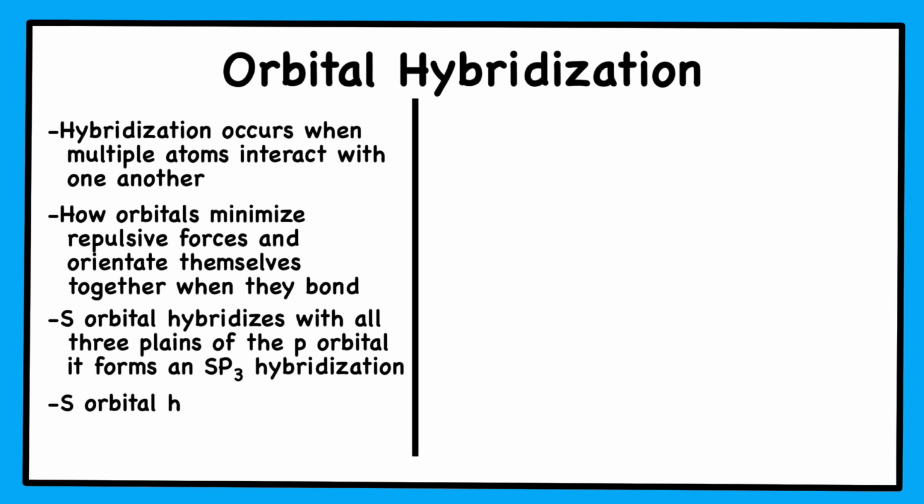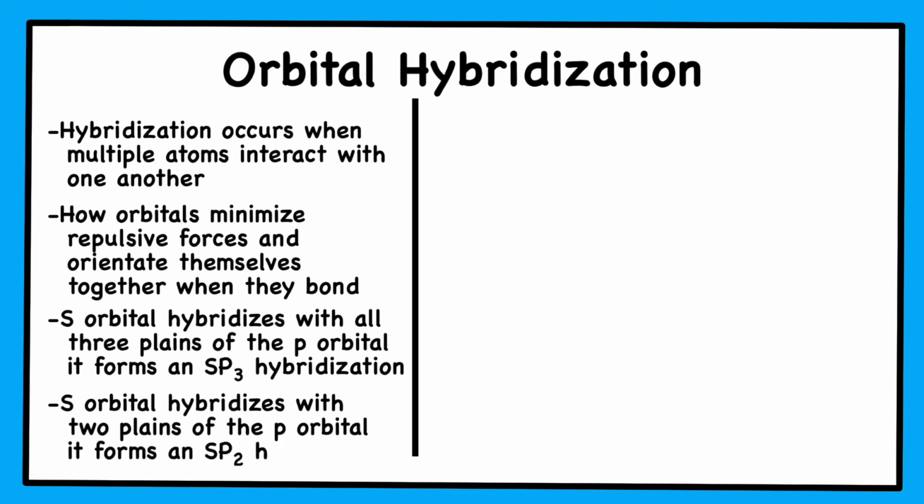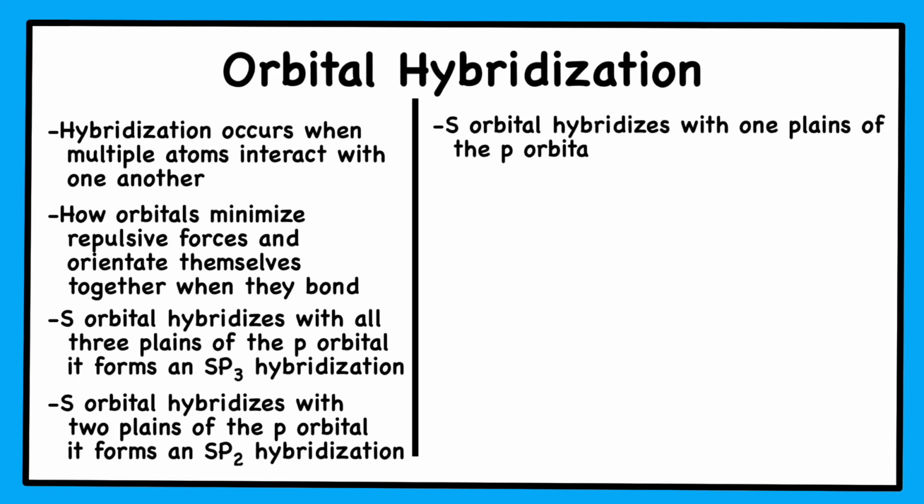We can have an sp2 hybridization, or sp2 orbital, when the s orbital bonds with or orients itself with two p orbitals or two p orbital planes. Finally, when the s orbital just orients itself with one plane of the p orbital, then we call this an sp hybridization. When asked, what is the sp hybridization of X compound, what do we do?